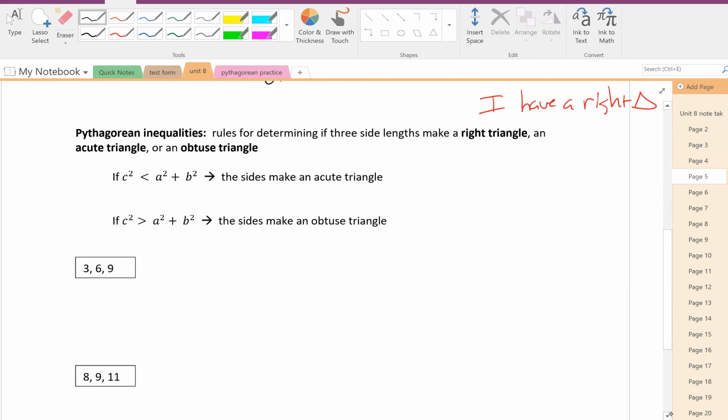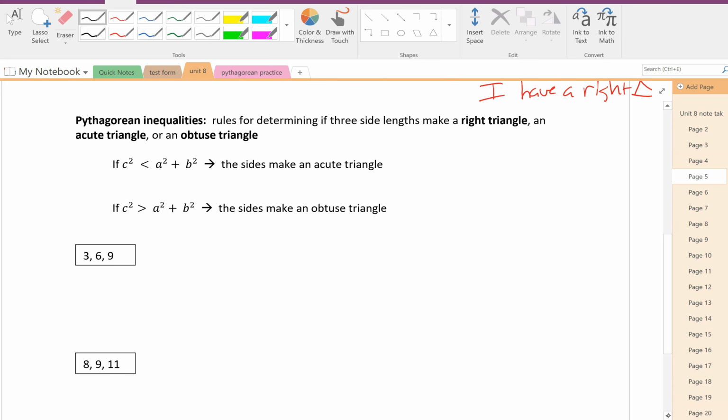Okay, so for the ones that don't work, when I take a squared plus b squared and it doesn't equal c squared, I can use what I find there to decide whether the triangle that I have with those sides is acute or obtuse. And here's how that works. If the two smaller sides squared and added together are something bigger than c squared, I have an acute triangle.